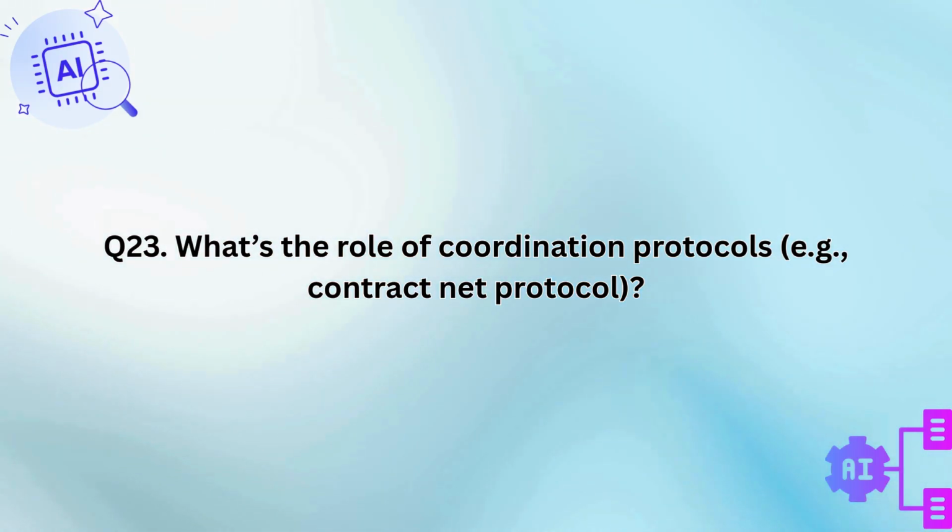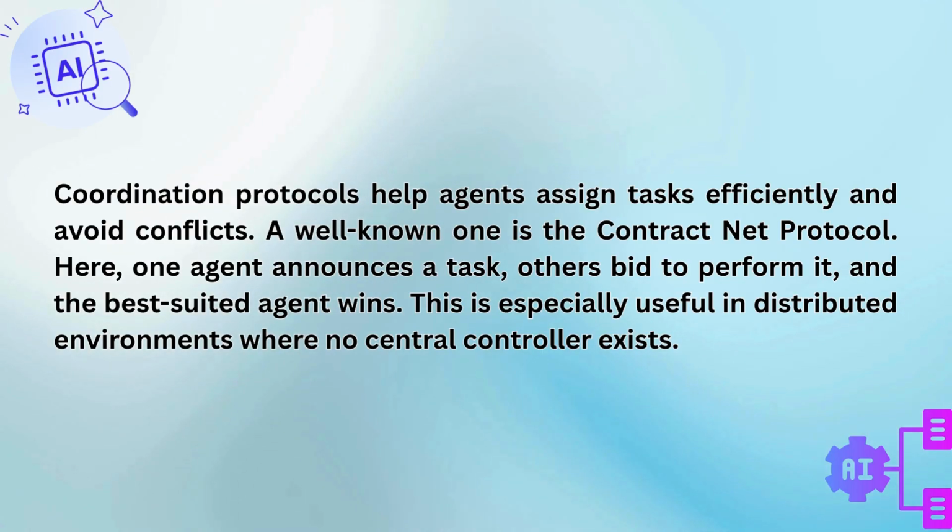What's the role of coordination protocols? Example is contract net protocol. Coordination protocols help agents assign tasks efficiently and avoid conflicts. A well-known one is the contract net protocol. Here, one agent announces a task, others bid to perform it, and the best-suited agent wins. This is especially useful in distributed environments where no central controller exists.